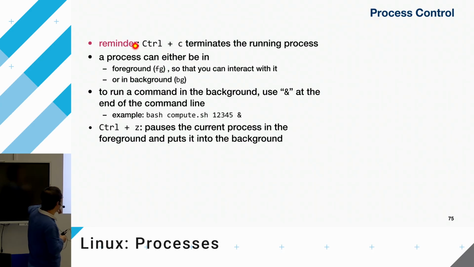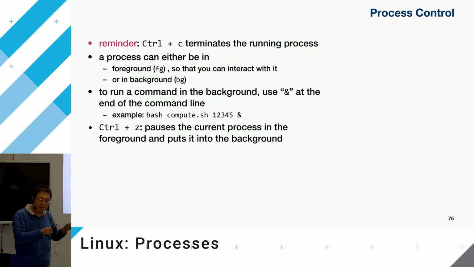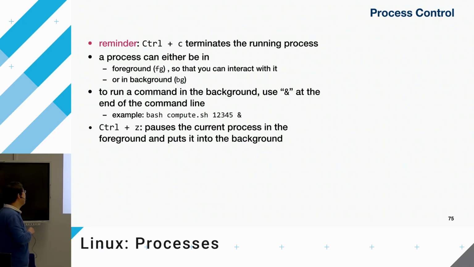And a process can be in the foreground, so that you are interacting with the application. For example, with a text editor, you type on your keyboard, you are working on a file. This is the so-called foreground. Or a process can run in the background. For example, you start some calculation which may take 1 hour, and then you can put this process into the background. And in the foreground, you can do something else, for example, editing files or writing papers, and so on.